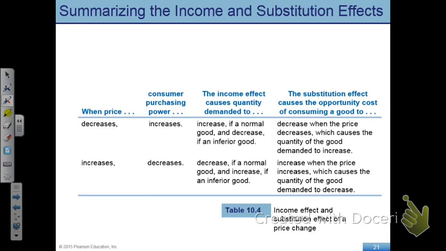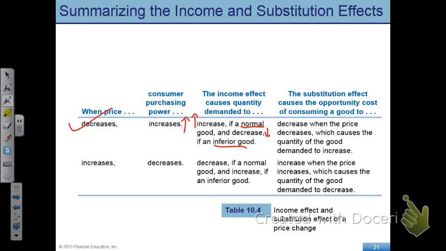Okay, so we have just covered situations when price goes down, right? When price goes down, we say that the consumer's purchasing power increases, and when purchasing power increases, we are going to have an increase in the good if the good is a normal good, and it is going to cause us to decrease the good if the good is an inferior good.